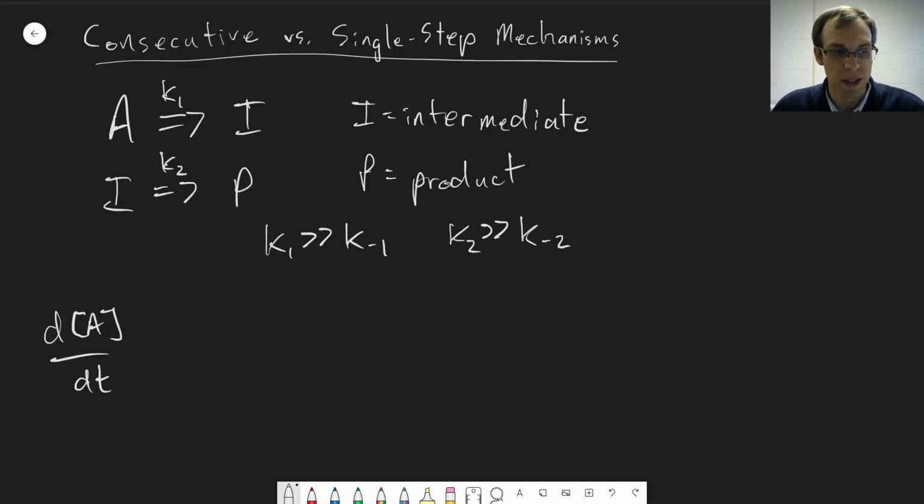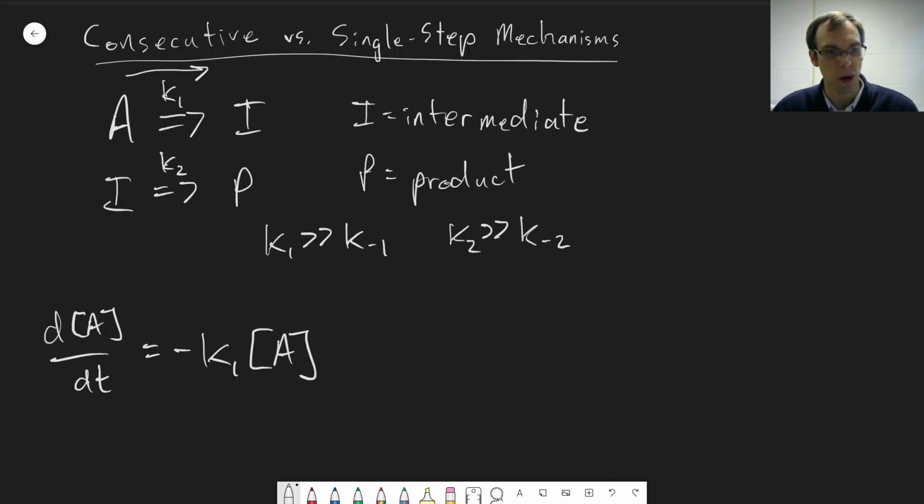So if we look, for example, at dA/dt, the only thing that has A involved is this forward reaction here. And so this concentration is only going to change by A reacting from reaction 1. So it would be negative because we are losing A as this reaction proceeds. We could put the negative sign on the other side next to the derivative, but this just makes it a little bit clearer. And that's it.